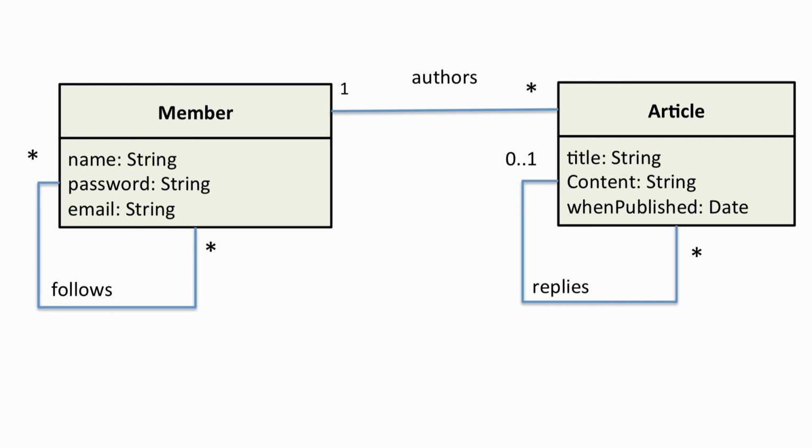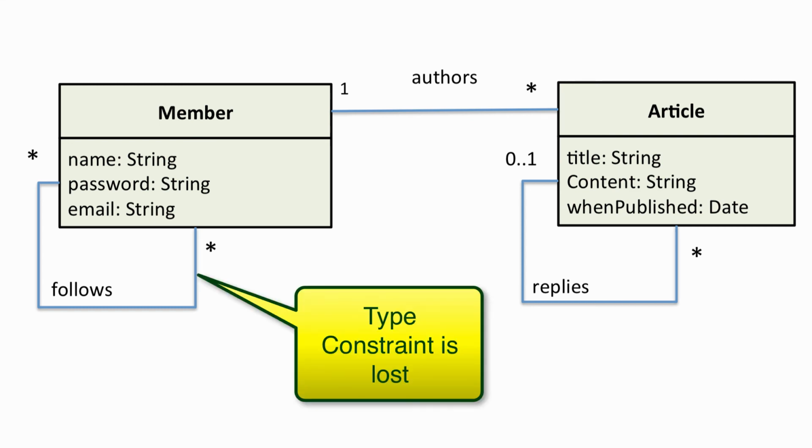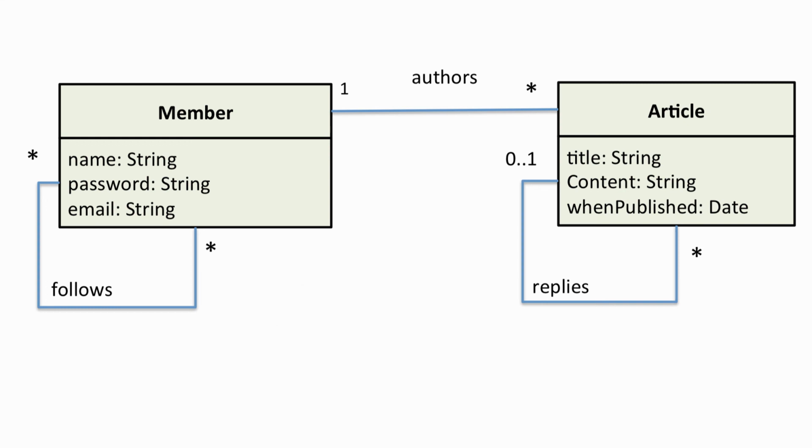So we had no problems creating the vertices, nor any problems creating the edges. But it is worth noting that there are a few things that may be lost in the transition from the UML model over to the graph. The follows is an edge that is not constrained to go from member to member. In fact, it would be possible to say a member follows an article or an article follows another article. This has some strengths and weaknesses.